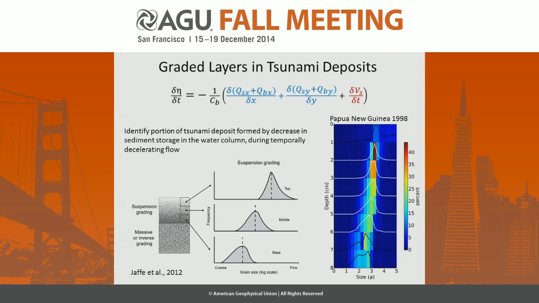So suspension grading is a specific type of normal grading in which the entire grain size distribution shifts towards finer sizes as you move upward in the deposit. So the coarser grain sizes are falling out of suspension first. And this is characteristic of sediment falling out of suspension in the water column. And in this figure here, we're looking at grain size data from Papua New Guinea. And from 1 to 6 centimeters, with the white lines, we've identified a suspension graded interval in this deposit.